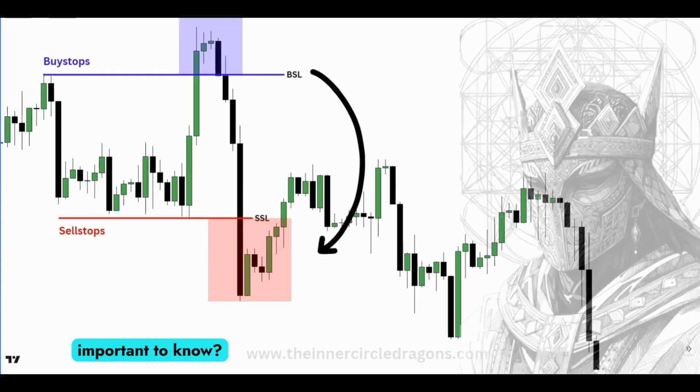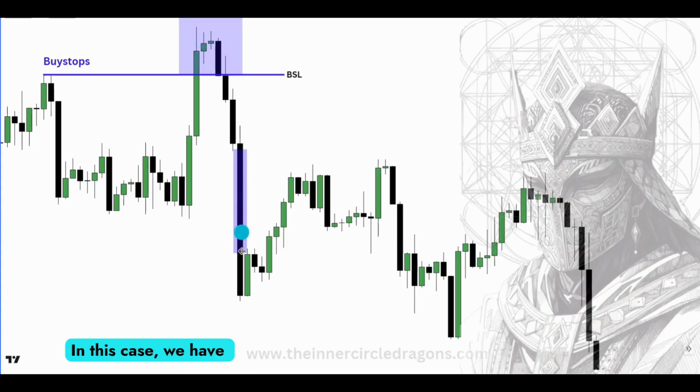Now, why is this important to know? In order for us to have a high probability fair value gap, we need to see a run on stops prior to the fair value gap forming. In this case, we have this sell side imbalance, which becomes a valid fair value gap because prior to the fair value gap forming, we had run liquidity above these highs in the form of buy stops.